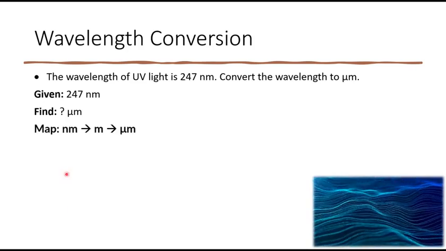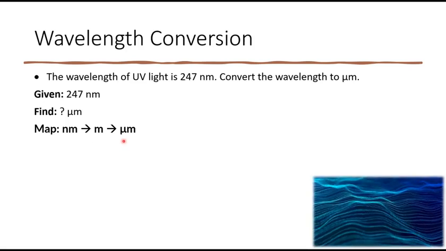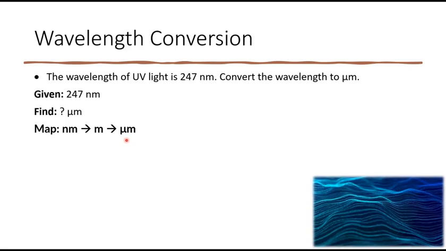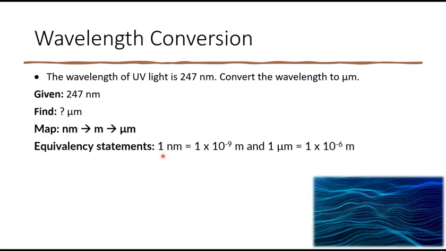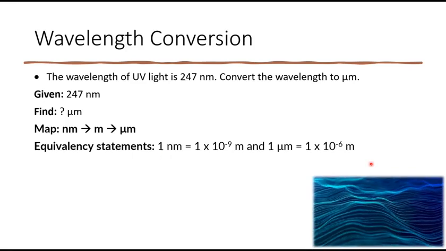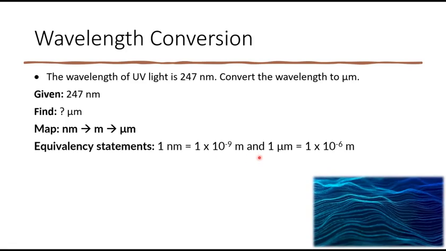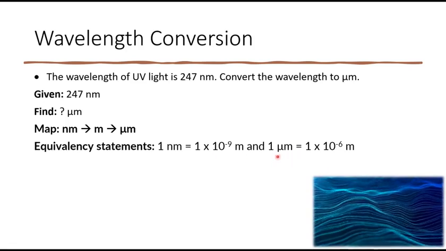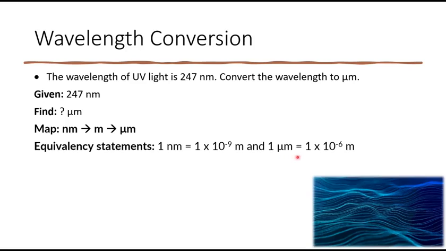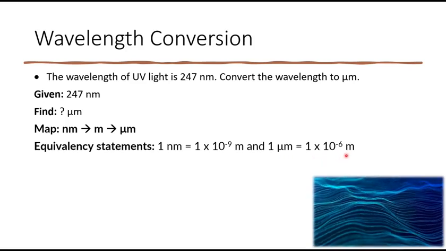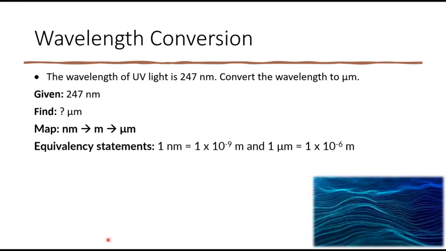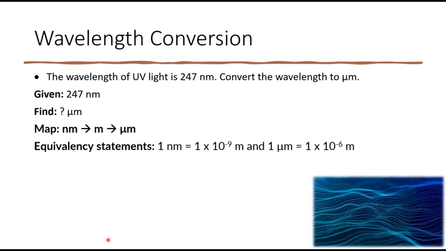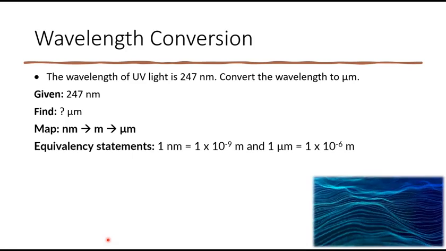Hopefully, our map goes from nanometers to the base unit meters and then to micrometers. We need 2 conversion factors or 2 relationships. The first relationship should convert 1 nanometer to meters. 1 nanometer is 1 times 10 to the negative 9 meters. And the second one should convert 1 micrometer to meters, or 1 micrometer is 1 times 10 to the negative 6 meters. Once we have the relationships, we are able to set up our work. Beginning with the 247 nanometers, set up your conversion factors.